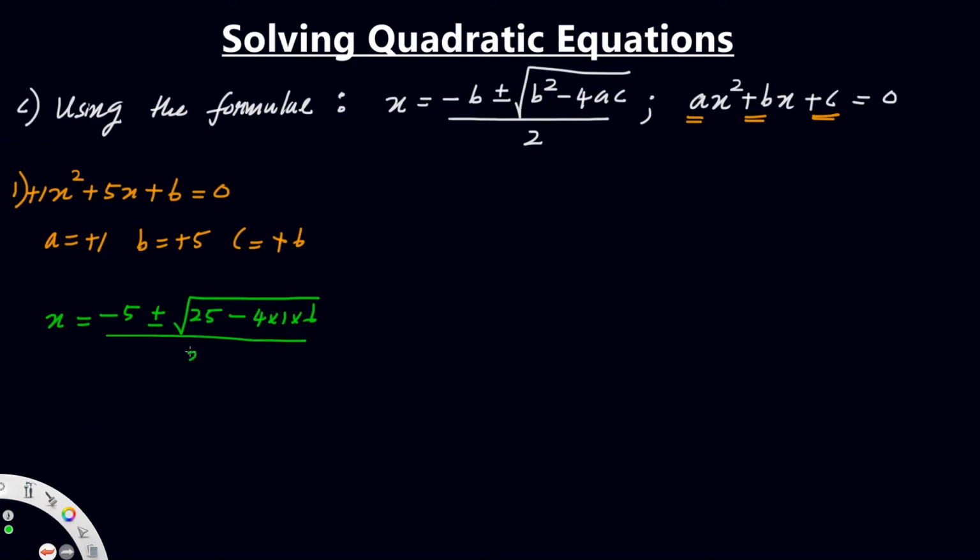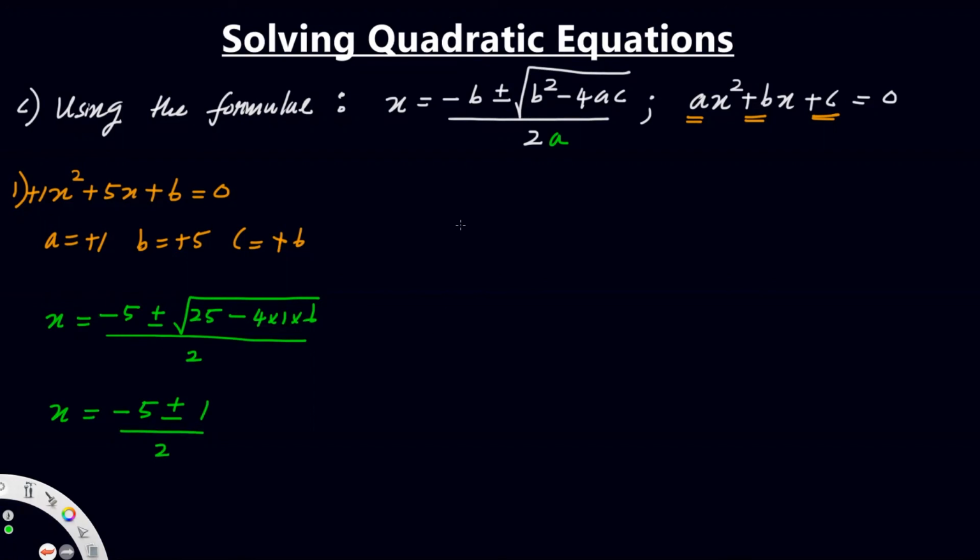So it's going to be 2. So actually this is going to be 2a. It's not 2, it's 2a. So now once you get the answer, from here you can simplify to get the answer. So it's going to be 25 minus 24 is going to be 1. So square root 1 would be 1. Whole thing divided by 2.